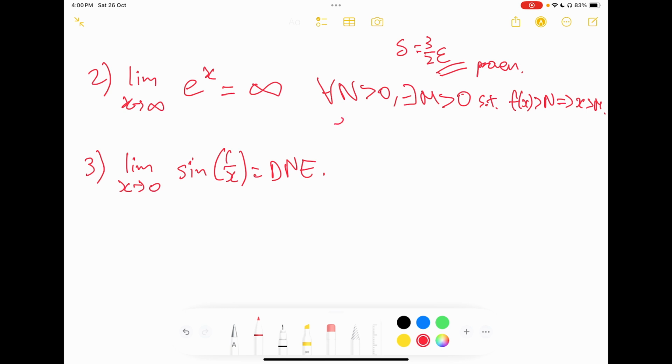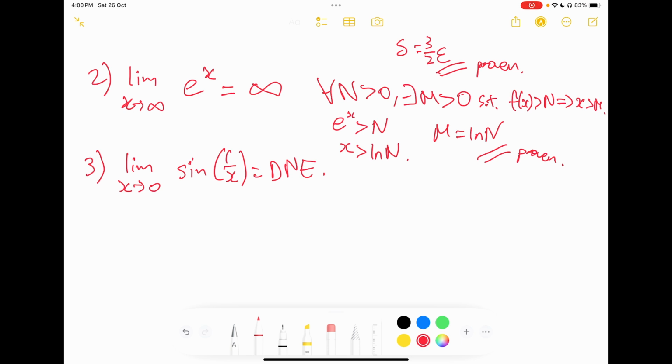So for this case, we see that e to the x is greater than n. That means that x is greater than ln n. That was quite simple. We just take m is equal to ln n, and it's proven.